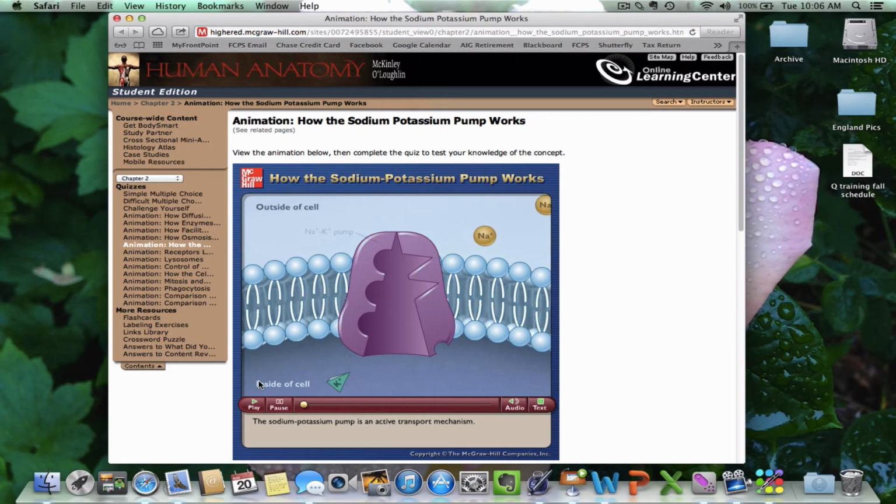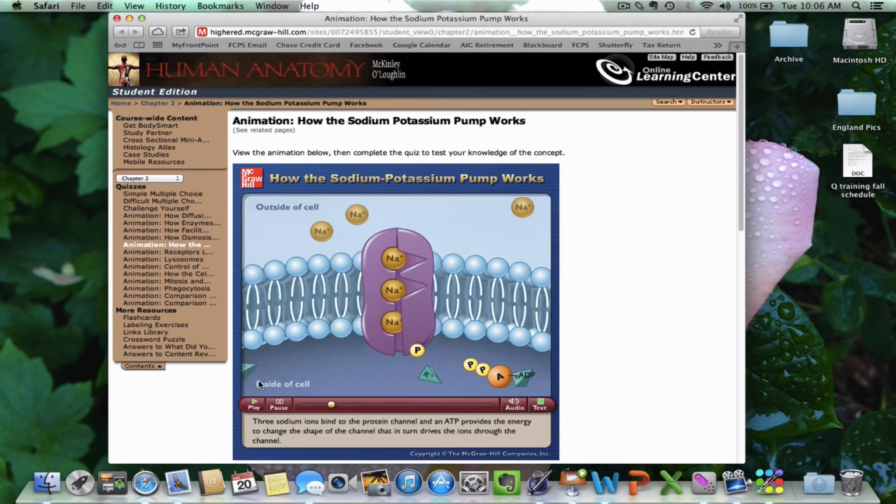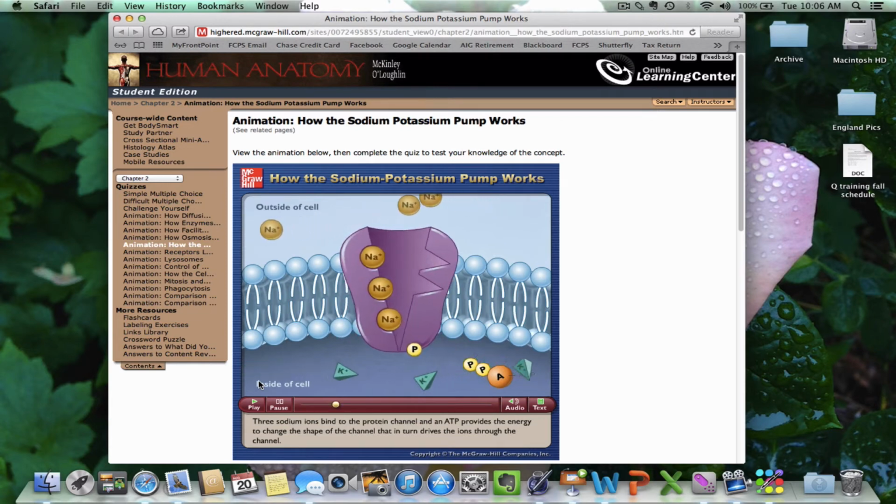And play. The sodium-potassium pump is an active transport mechanism. Three sodium ions bind to the protein channel, and an ATP provides the energy to change the shape of the channel that in turn drives the ions through the channel. One phosphate group from the ATP remains bound with the channel.